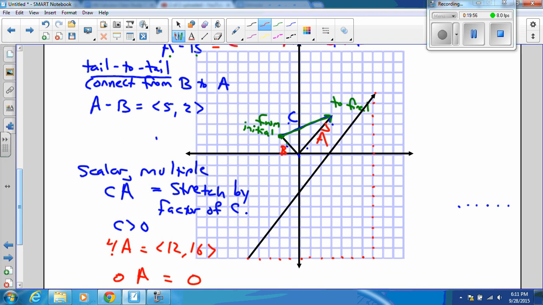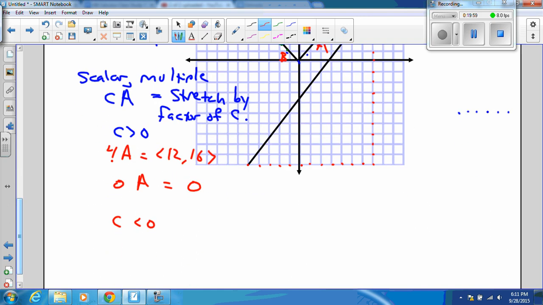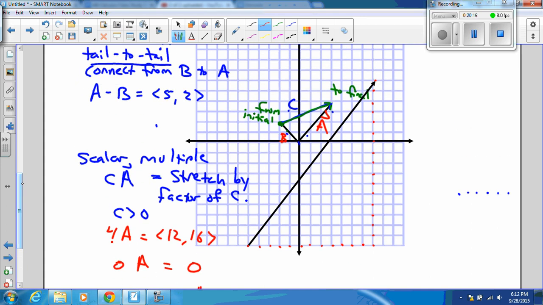What if c is less than 0? If c is less than 0, then we're going to adopt the convention that this refers to a stretch by a factor of the magnitude of c, but also a reflection. So that if c is less than 0, it flips the vector by 180 degrees.